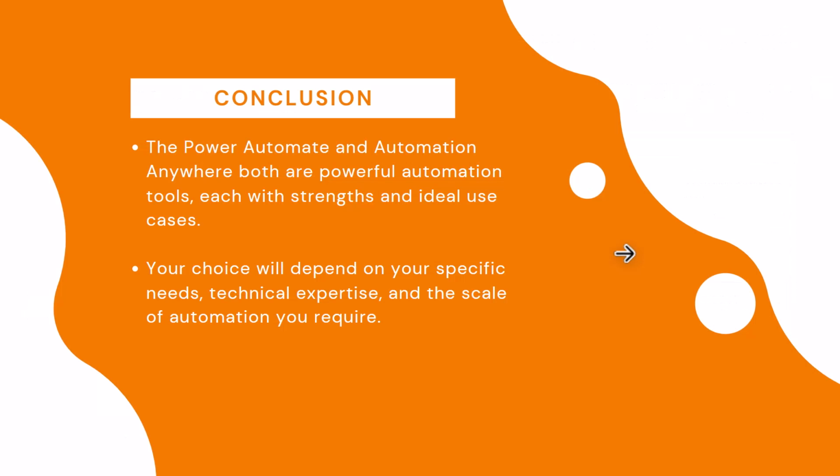To conclude, Power Automate and Automation Anywhere are both powerful automation tools, each with their own strengths and ideal use cases. So it depends on you: what are your specific needs, your technical expertise, and the scale of automation you need to build? The choice is totally yours, and it depends on what kind of use case you're trying to automate.